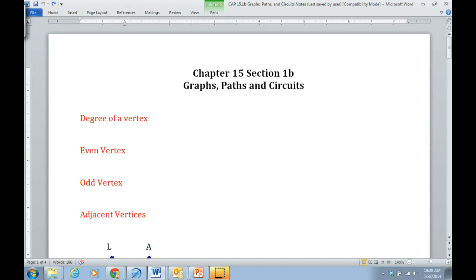Okay, so this is part 2, you guys, of yesterday's lesson, which has to do with graphs, paths, and circuits. And I have a few definitions to talk about. This will go pretty quickly, though. A degree of a vertex is the number of edges at that vertex.